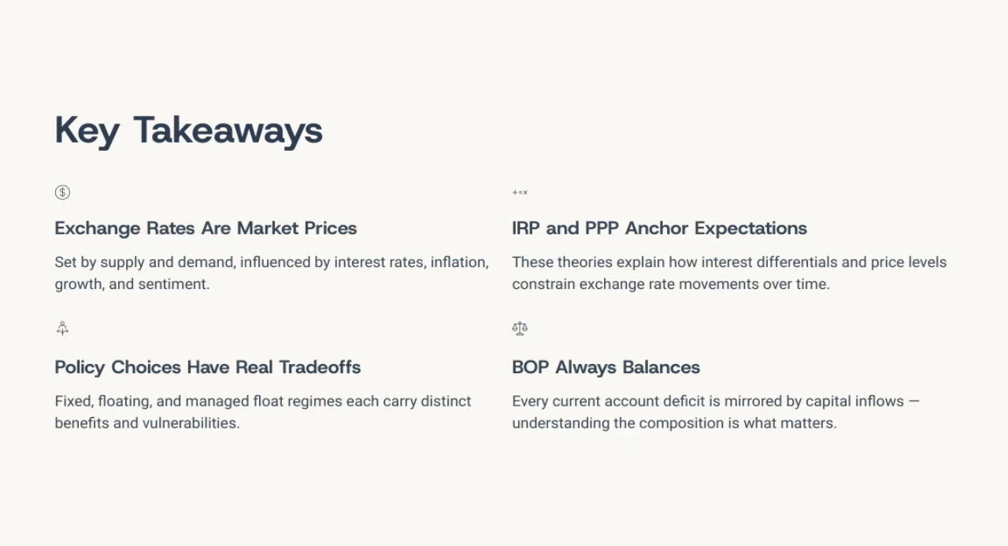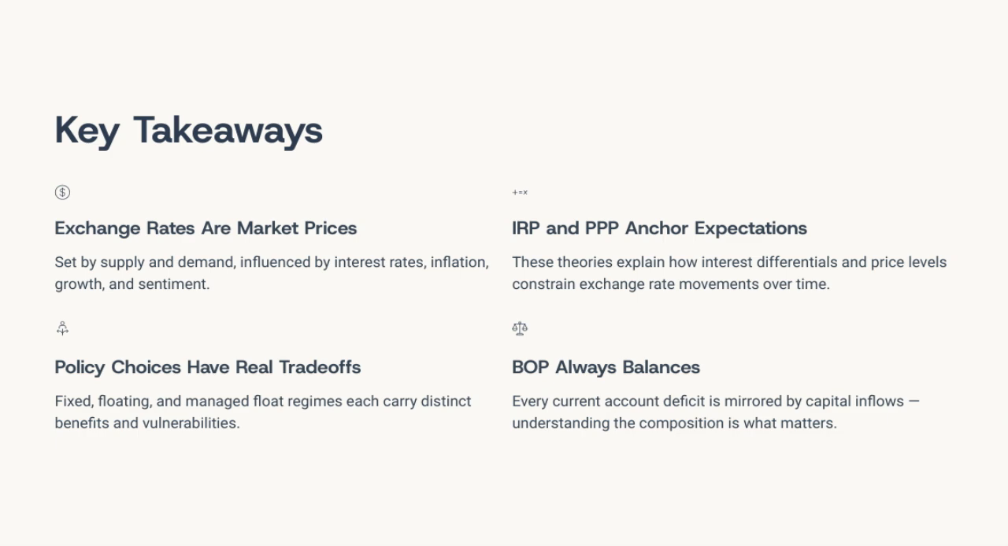Every current account deficit is mirrored by capital inflows, and understanding the composition of these inflows is what truly matters. It's important to recognize that the balance of payments always balances overall. Whether a country is under fixed, floating, or managed float exchange rate regimes, each approach comes with its own distinct benefits and vulnerabilities. Policy choices in managing exchange rates involve real trade-offs, and the theories we use help us understand these. For example, interest differentials and price levels play a key role in constraining how exchange rates move over time.